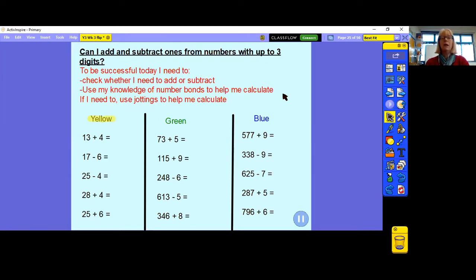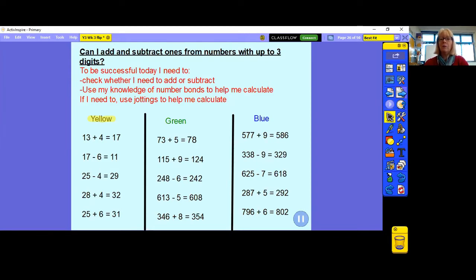So pause the video now and give yourself about 5 minutes. Choose your challenge, see how you get on. Off you go. Great, well done. Let's have a look now, and I'll give you a few moments just to check your answers. Remember, if you haven't got them quite right, have another look. See if you can find out where you've made your mistake.